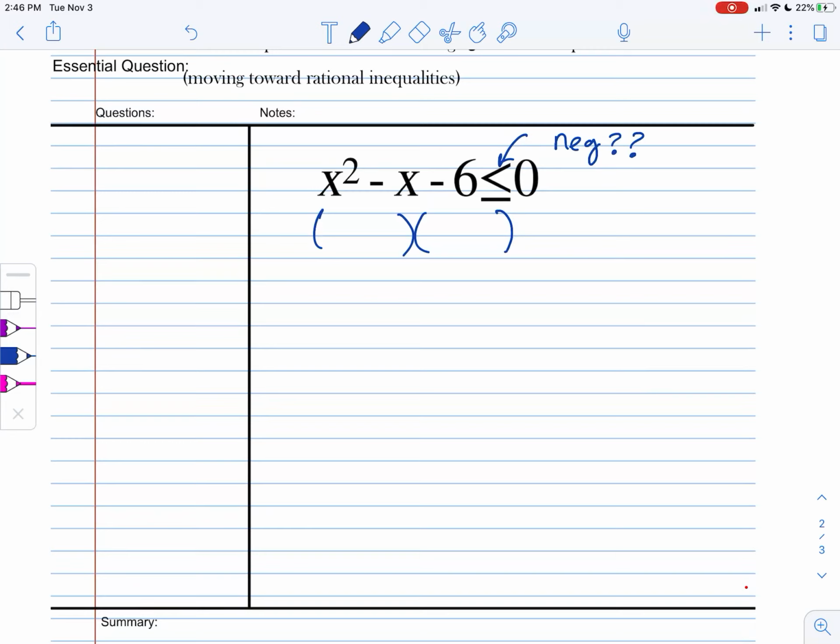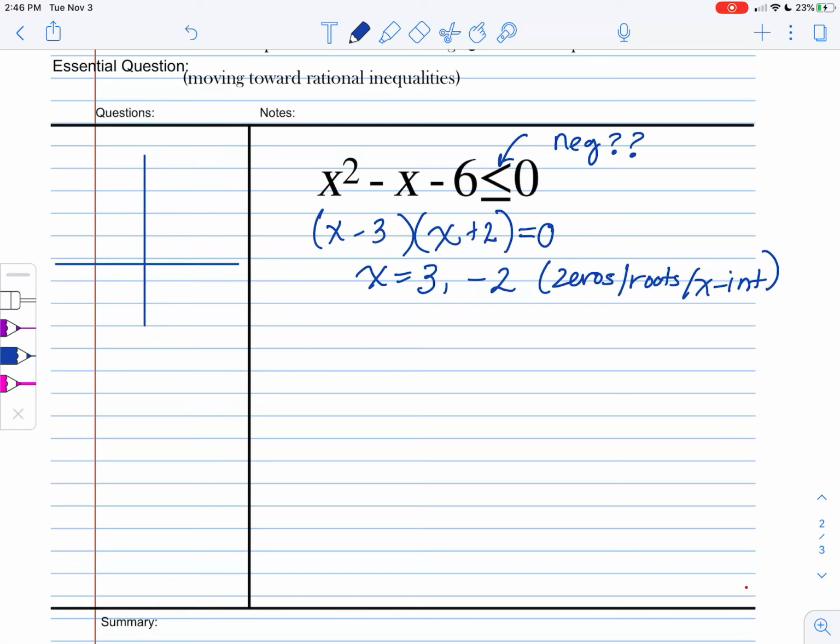Okay, so how would I factor this? I would have x minus 3 and x plus 2. And again, I'm just pretending for now because I want my zeros out of this deal. So my zeros are -3 and +2. These are my zeros, my roots, my x-intercepts. Okay, those are things we've talked about already.